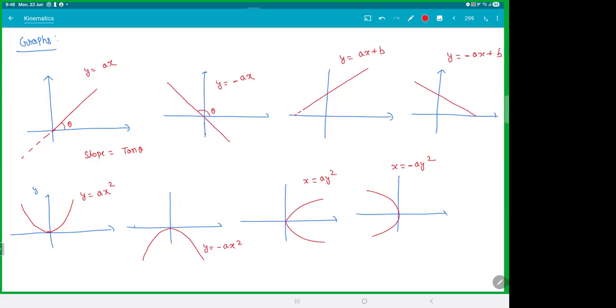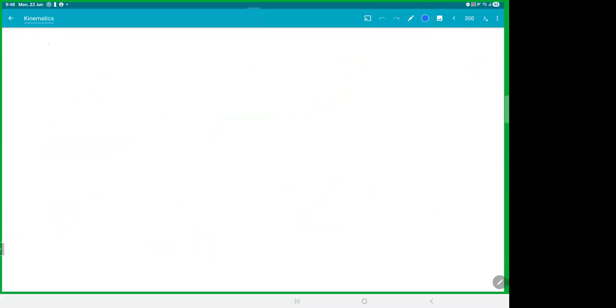Clear with this? Or I'll write this thing as y square is equal to ax. Now, in this, let me show you some variation. So y square is equal to minus ax. Now, look at this graph.